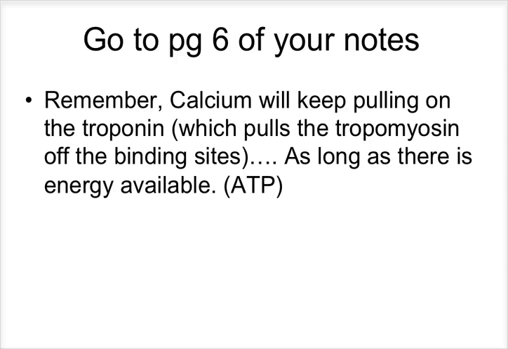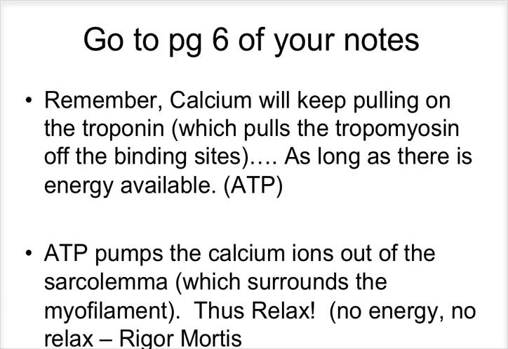Remember, calcium will keep pulling on the troponin, which pulls the tropomyosin off the binding sites, as long as there's energy available. ATP pumps the calcium ions out of the sarcolemma, which surrounds this myofilament. Thus, that's how you relax. Remember, without ATP, you don't get relaxation. No energy, no relax. Thus, you get rigor mortis, stiff death.